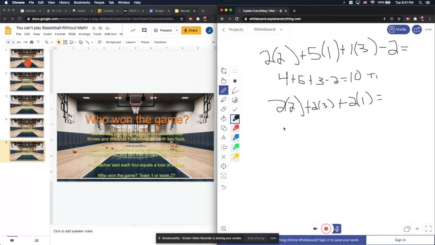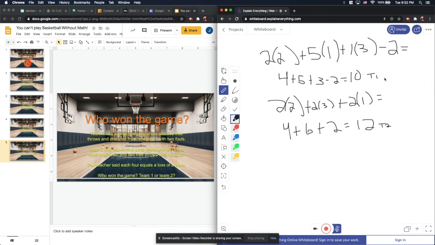2 times 2 is 4. And then we have 2 times 3, which is 6. And then we have 2 times 1, which is going to be 2. Now we're going to go ahead and equal that out. 4 plus 6 is 10, plus 2 is 12. So that's for Team 2.